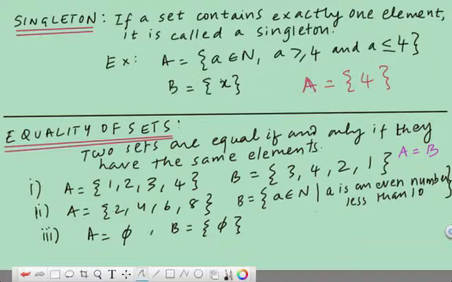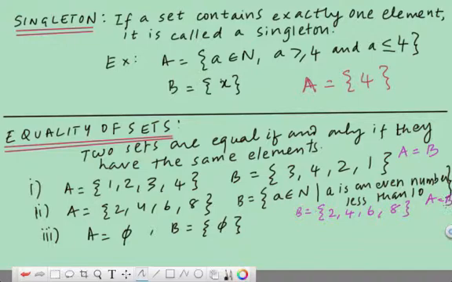Okay, next let's take another example. Here A equal to {2, 4, 6, 8}. This is represented in roster form, and set B is {a belongs to capital N, which is natural numbers, such that a is an even number less than 10}. So if you write this in the roster form, let's start with the first even number 2, next one is 4, next one is 6, next one is 8. So 8 is the last even number which is less than 10. So if you observe closely, A and B are exactly the same.